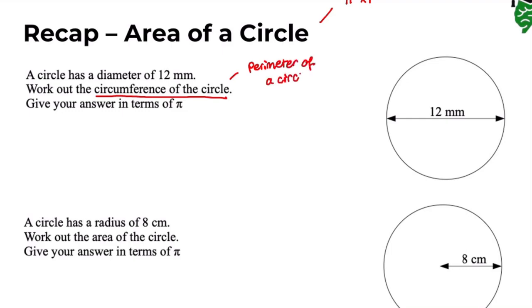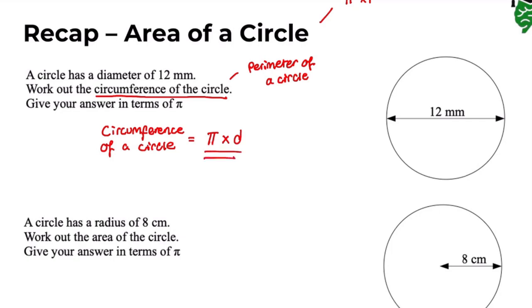And when you're working out a perimeter of a circle, all that means is that you're working out the length around it, the length on the outside of it. Okay, and there's a formula for that. When you're working out the circumference of a circle, all you're going to do is pi times the diameter. That's how you work out the circumference of a circle.